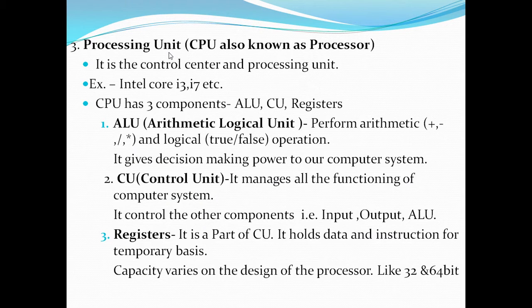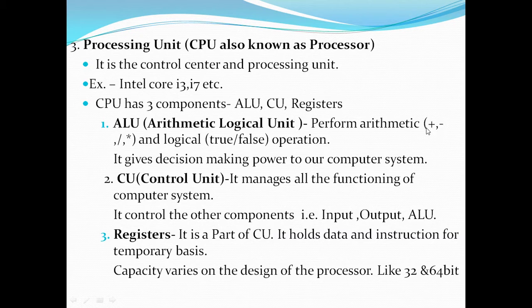Now third is the processing unit. The CPU, also known as the processor, is the processing unit. Like the processors we have, Intel Core i3, i7 and so on. It is further divided into three components, which are ALU, CU and registers. ALU, you have all heard earlier also. It is the arithmetic and logical unit. Obviously, it will perform arithmetical and logical operations.